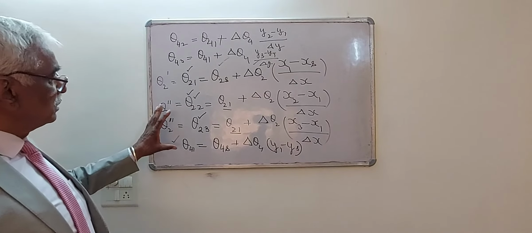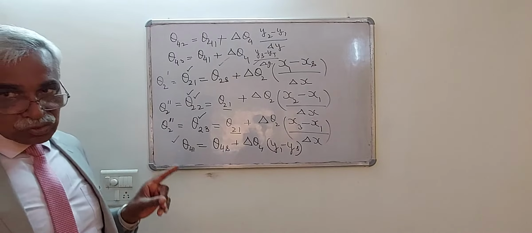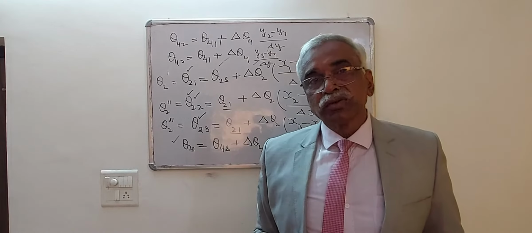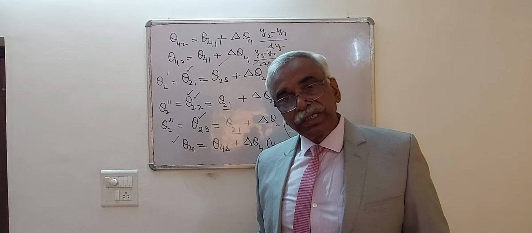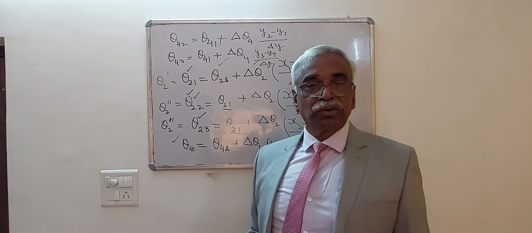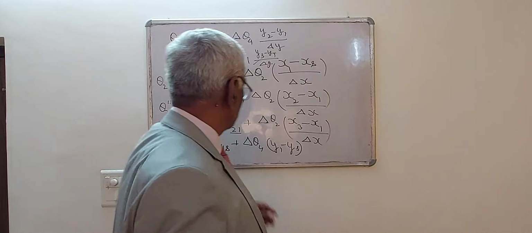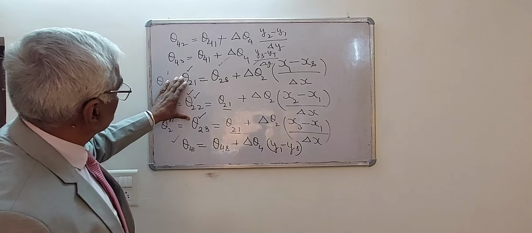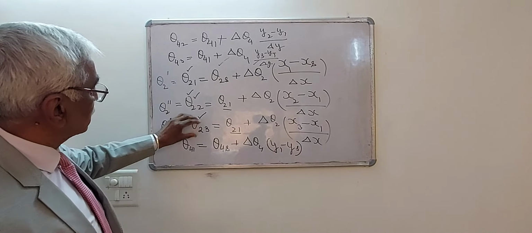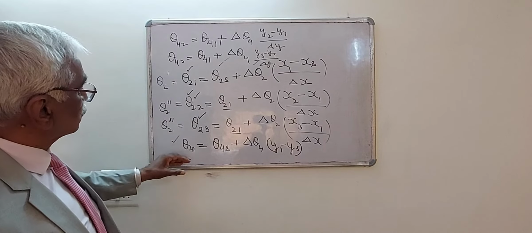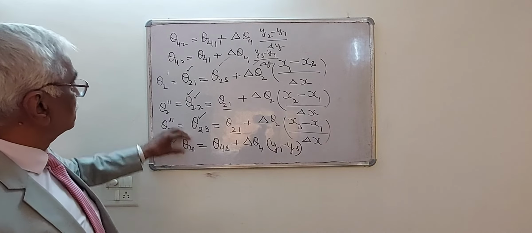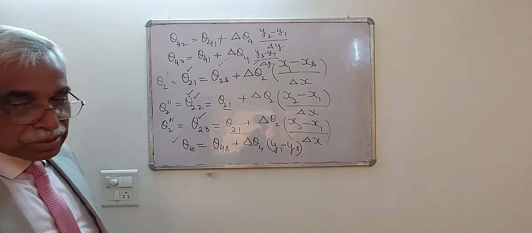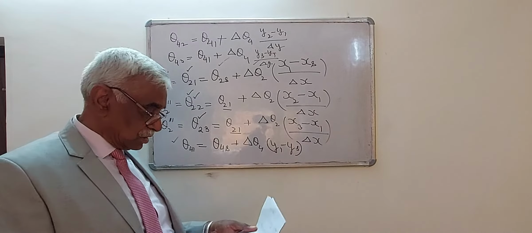I told you in the very beginning, to find the values of K1, K2 and K3, there should be three sets of coordinates of theta 2 and theta 4. So we want three sets, theta 2 1, theta 2 2, theta 2 3, and the corresponding values of rotation of the output link, theta 4 1, theta 4 2, and theta 4 3. Once we know these values, we can find the values of K1, K2 and K3.